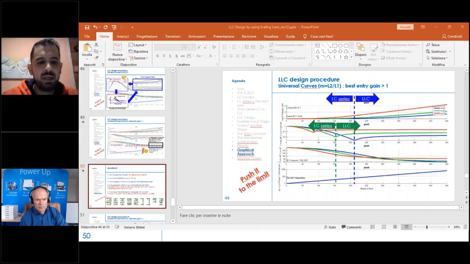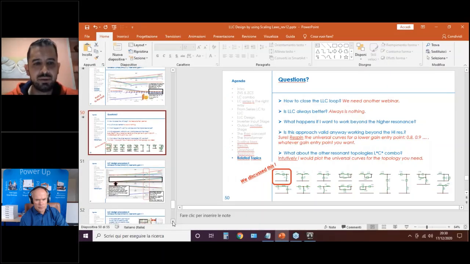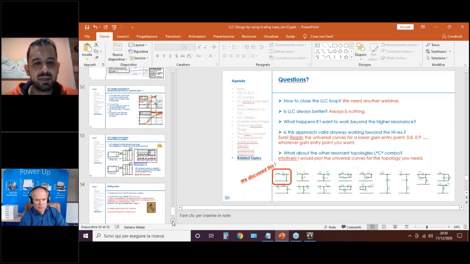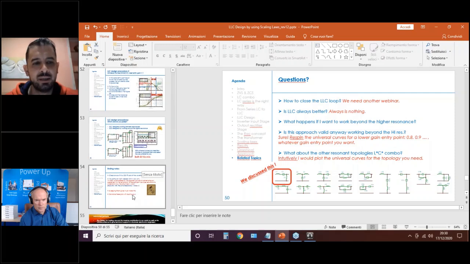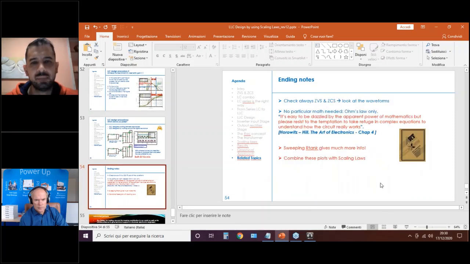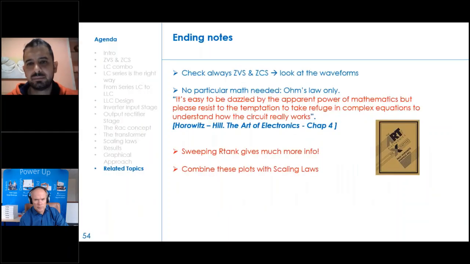Ray, I would like to jump to the last slide, because there is not sufficient time to discuss the design when the gain is lower than 1. My ending notes are reported here. Always check zero voltage switching and zero current switching. Look at the waveform by simulation. You can see that there is no particular math needed, just Ohm's law in terms of voltage, current and power. This is a very important sentence I found in this book, in chapter 4.